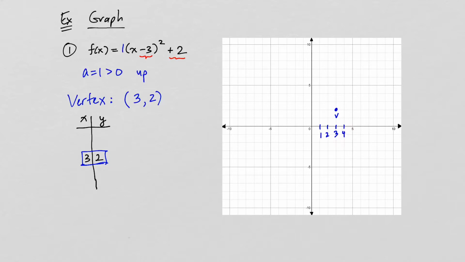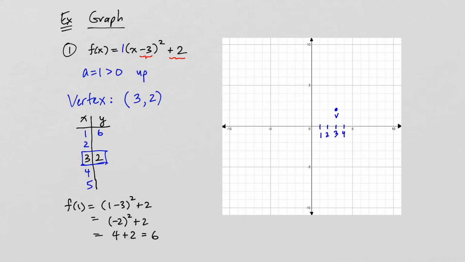So in our table here, we're going to plug in the values 1, 2, 4, and 5, and those values go into the function. Now, I won't show the work for all of this, but let me show you f of 1. So when you plug in 1 into your function, you're going to get 1 minus 3 to the second power plus 2. This is negative 2 squared plus 2, which is 4 plus 2, which is equal to 6.